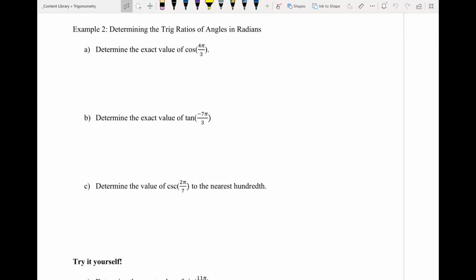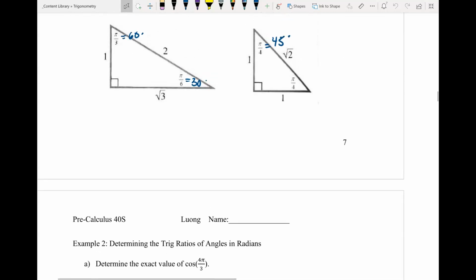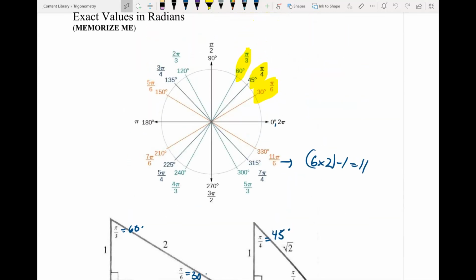So we want to find the exact value of cos of 4 pi over 3. If you look to see where 4 pi over 3 is on the unit circle, it's located right over here, which is the same thing as 240 degrees. So you are kind of finding cos of 240 degrees. And if you find that, the answer is going to be the same as cos 4 pi over 3.